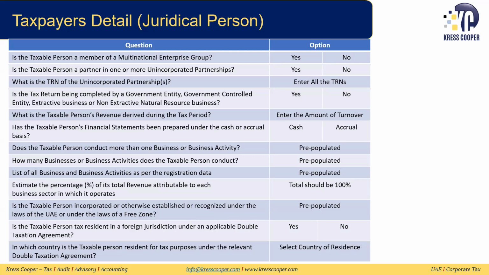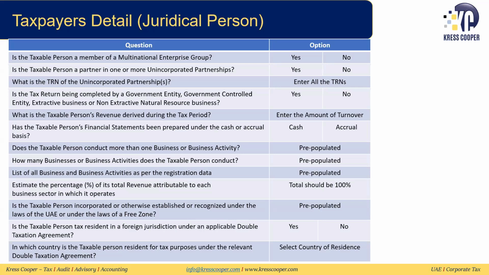Has the taxable person financial statement been prepared under the cash or accrual basis? We discussed that if your turnover is again 3 million, this question will pop up. If not, then this question will not arise. If it is less than 3 million, then you have the option to either go for the cash basis or the accrual basis, then you will fill this question accordingly.